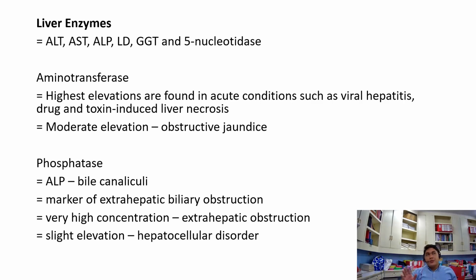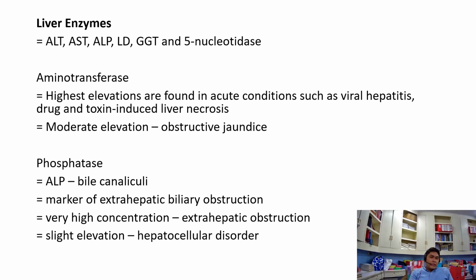Next, liver function. The first liver function test is bilirubin. Second is urobilinogen. And third, you have the liver enzymes. For liver enzymes, you have ALT or alanine aminotransferase, AST, that is aspartate aminotransferase, ALP is alkaline phosphatase, LD or LDH is lactate dehydrogenase, GGT, that is gamma glutamyl transferase, and 5-nucleotidase.